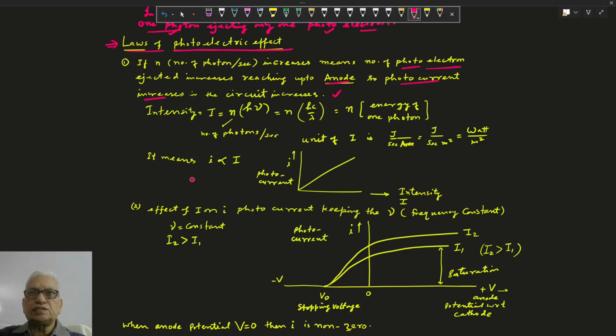Intensity is h nu, the energy of one photon, multiplied by n, the number of photons per second. So this intensity can be written as n h c by lambda. n is the number of photons per second, and the energy of one photon, h nu, can be written as h c by lambda. The unit of intensity will be joule per second per meter squared, or watt per meter squared.